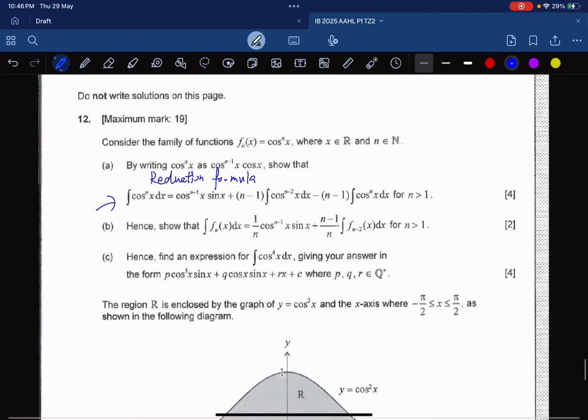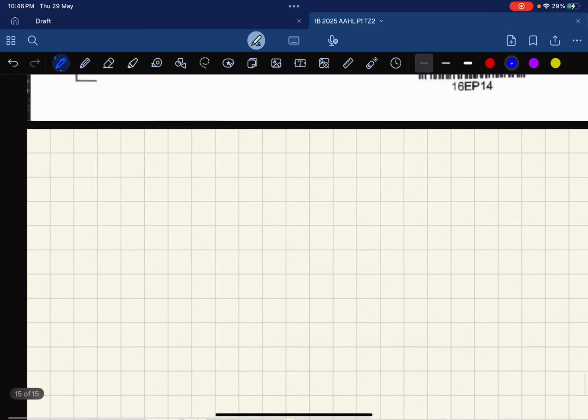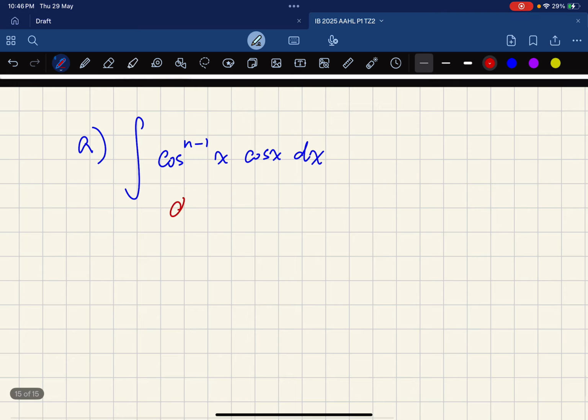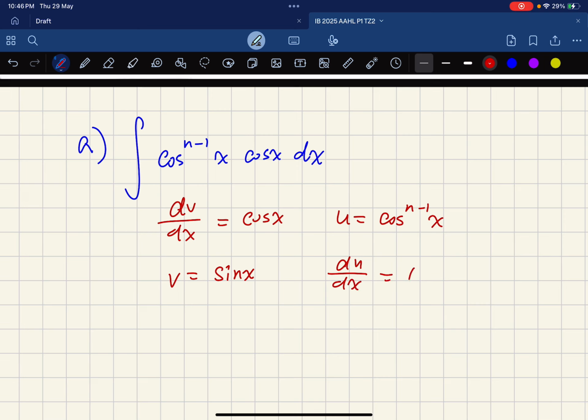So writing cosine n as cosine n minus 1 times cosine, we'll just follow it. So cosine n minus 1 x times cosine x. What we need to do is obviously a by-parts question. So dv/dx is cosine x, and for u we'll take cosine n minus 1 x. So v would be sine x, and du/dx, by the chain rule, is n minus 1 cosine n minus 2 x, and then the chain rule inside gives negative sine x.